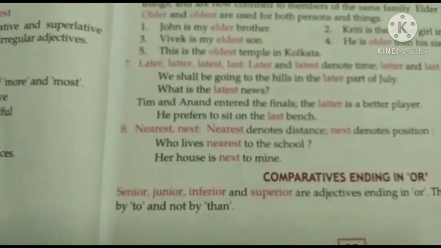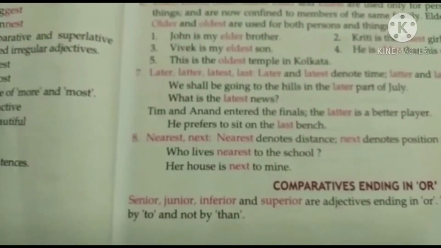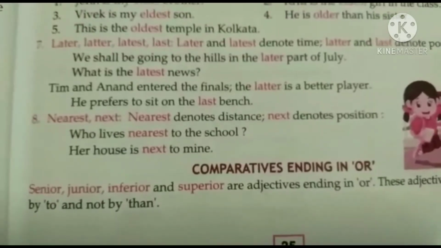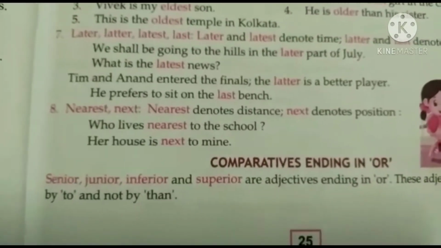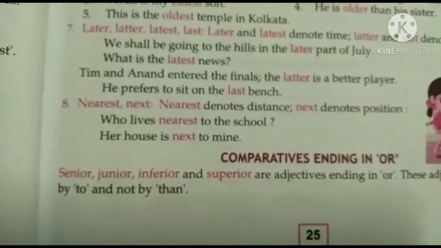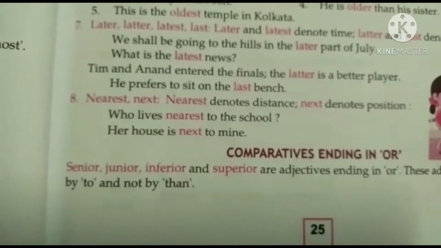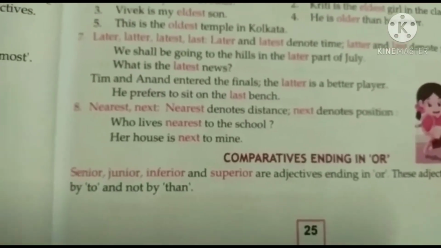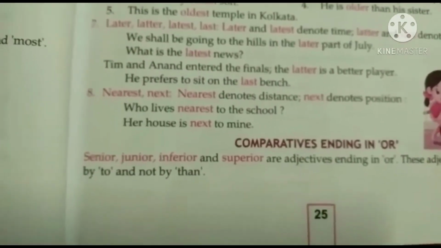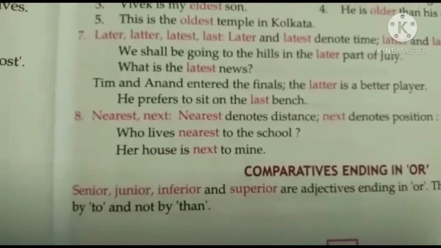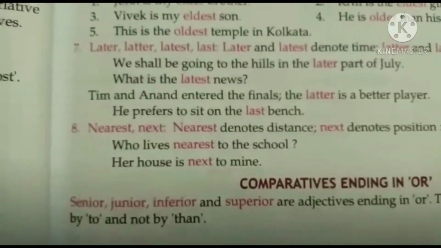Rohan is inferior to Shivam in intelligence. The death of King Edward VII was prior to World War I. My boss is senior to me. So these are the Latin words. That's why we are using to with them.